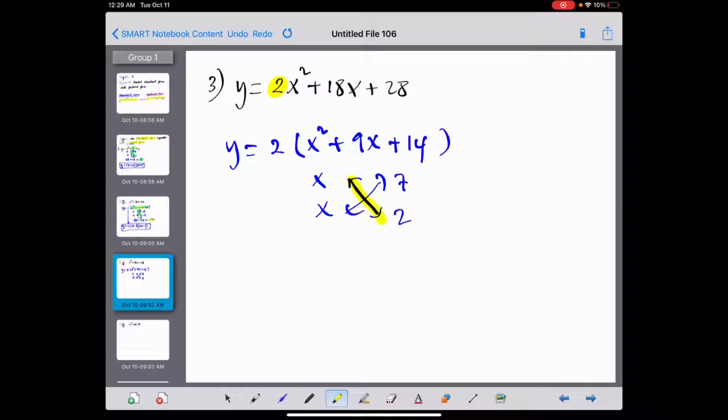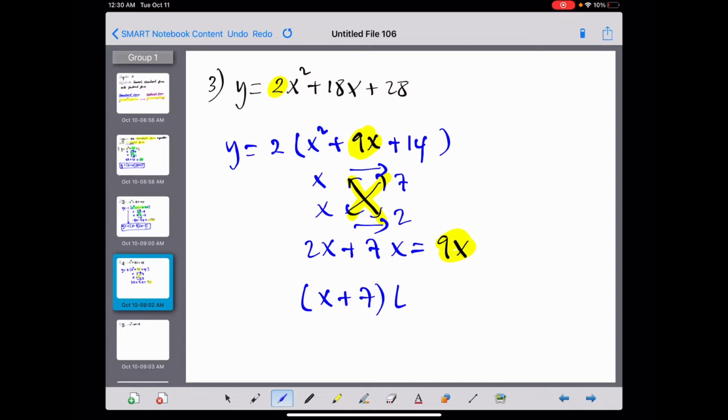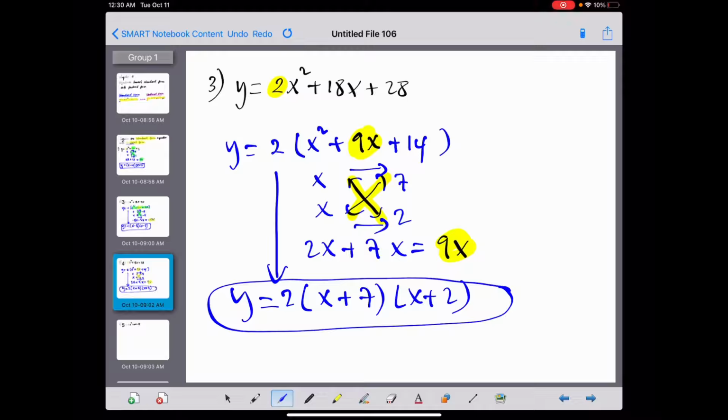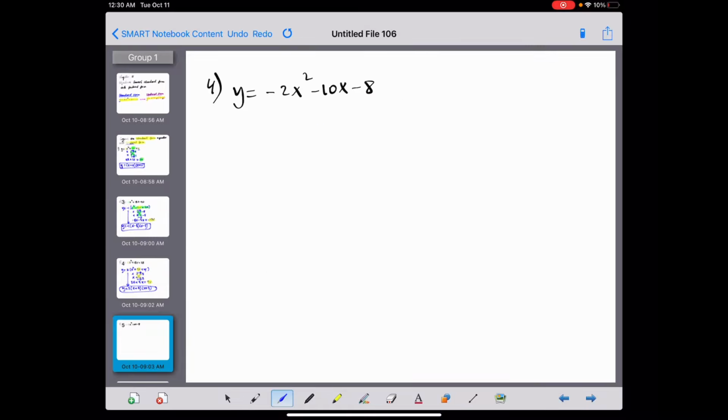Okay, let's test it out. So x times 2 is 2x. x times 7 is 7x. Equal to 9x. So you see this term matches with this term. We're on the right track. Look straight across. Then we have x plus 7 and x plus 2. Don't forget your 2 and also y equals. And right here, that's your answer. Okay? Let's move on to number 4.